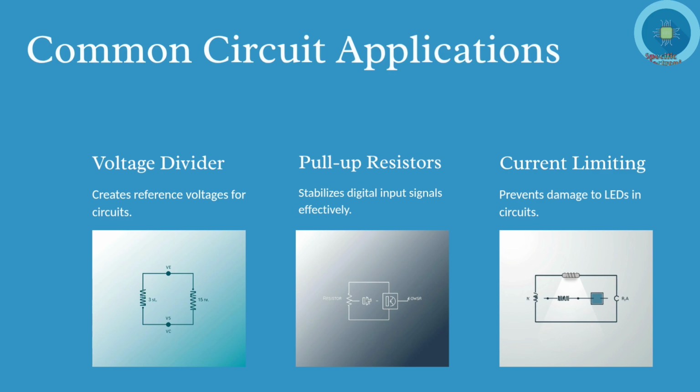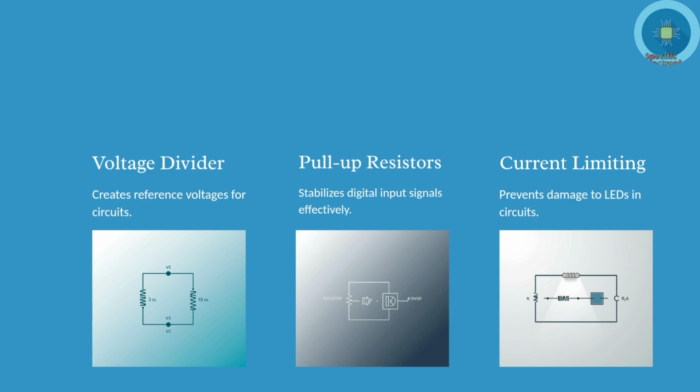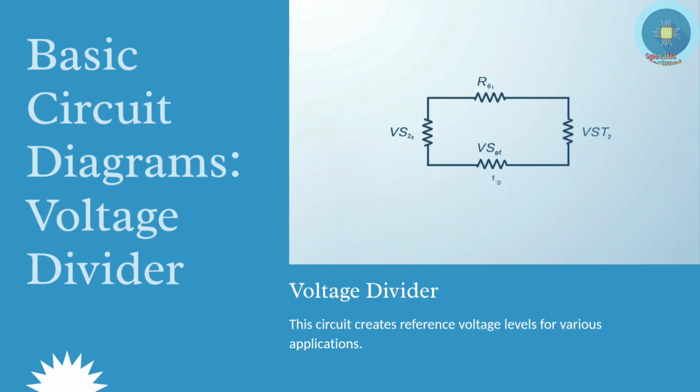Here we can see some common uses of resistors such as voltage dividers, pull-up resistors and current limiting applications. One very common use of a resistor is a voltage divider circuit. Two resistors connected in series can divide a voltage into smaller parts. The technique is widely used in sensor circuits and analog inputs of microcontrollers.